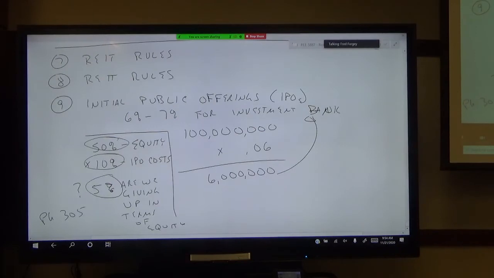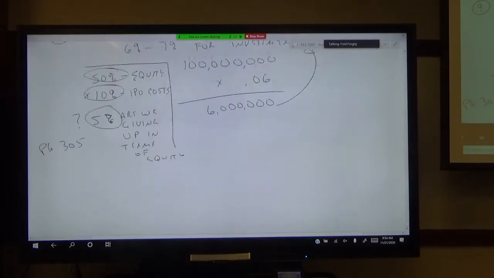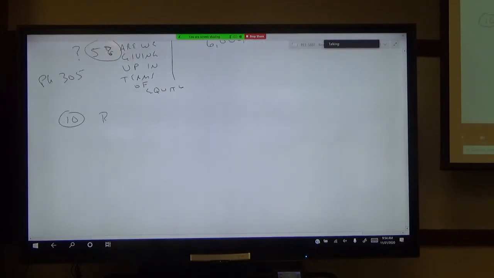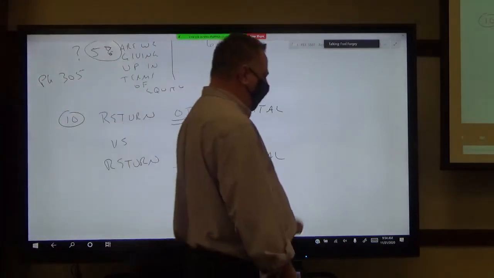All right, now, the last question, we're running out of time here, is a very simple question. What is the difference between return of capital versus return on capital? Once again, this is fully described in your book, and I'll give you a quick little overview here.